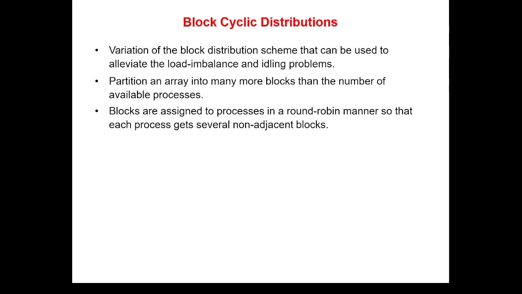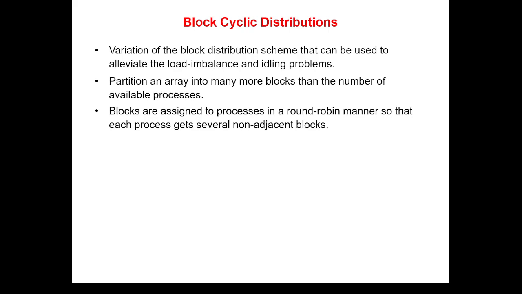Okay, so we can partition an array into many more blocks than the number of available processes. We partition into more blocks than the number of processes available at that time. So the blocks will be assigned to the processes in a round robin manner so that each process gets several non-adjacent blocks. So what we do is we assign the blocks to processes using round robin.